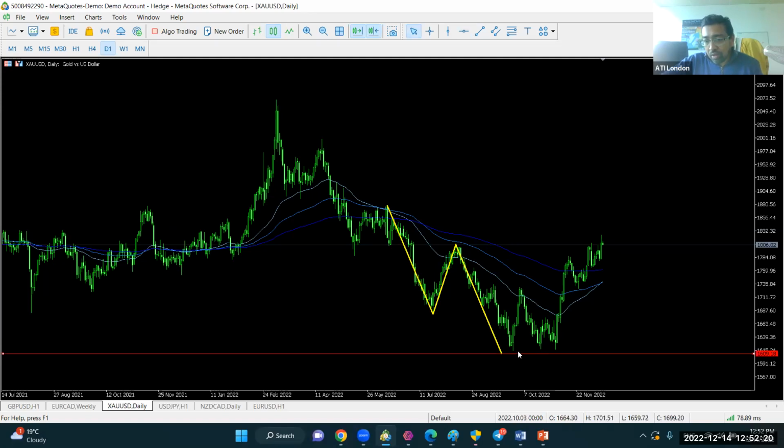You see, it reversed very close to that red line, but there are ways to look at where we could reverse before that red line that's been predicted. Okay, so here, this is just an ABCD pattern, but to convert it into a geometric pattern, you need to draw a line like this right here.